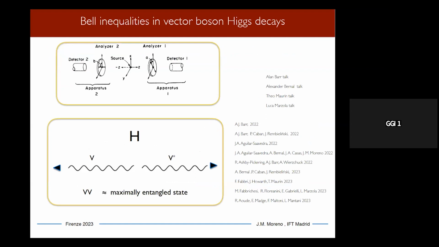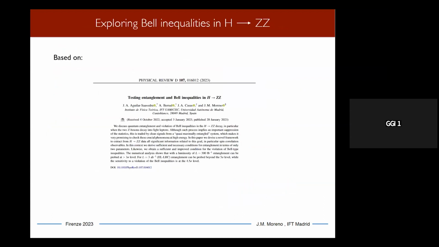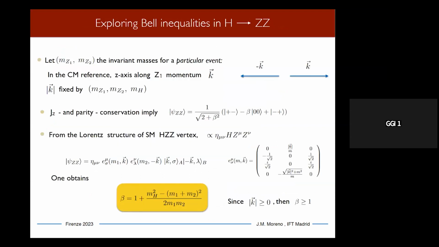So as stressed by Alan Barr in his talk and in his paper, this looks very much like a situation that we have seen in particle physics at the LHC, that is the decay of a Higgs, a scalar, into two vector bosons. And we also have several talks about that for both Z and W bosons. There have been many papers about this subject. As I mentioned before, this work is based on this article.